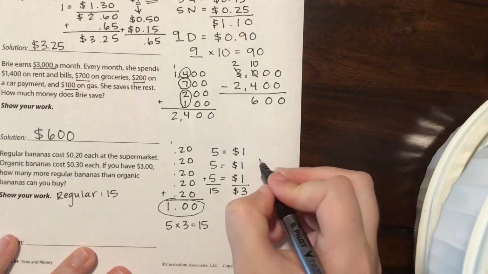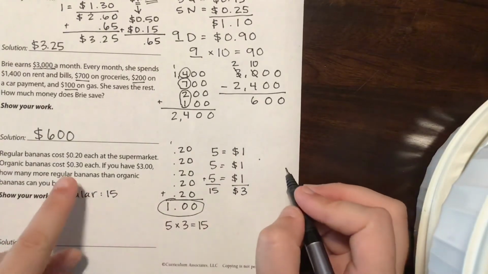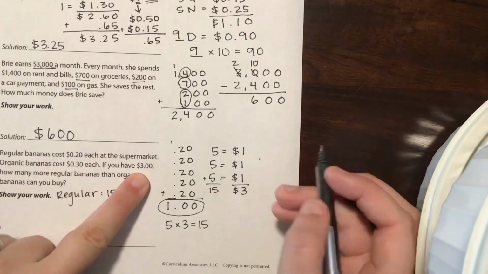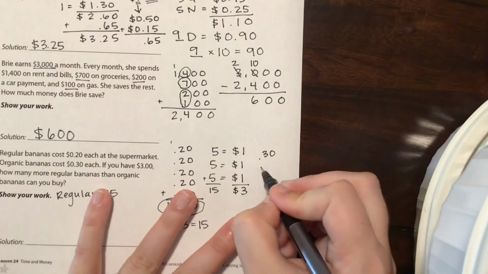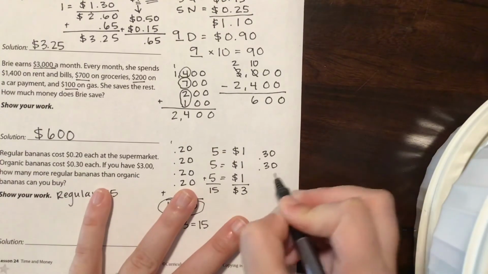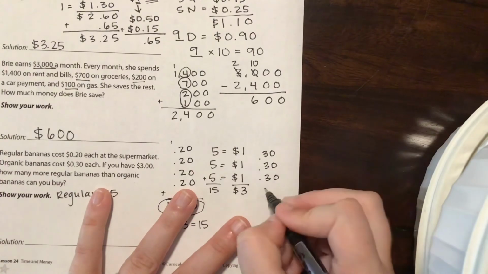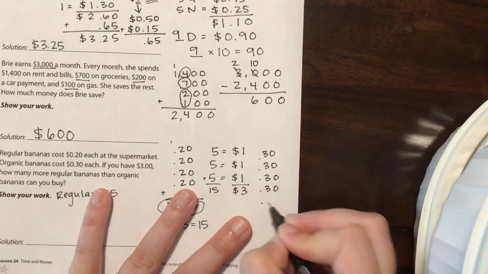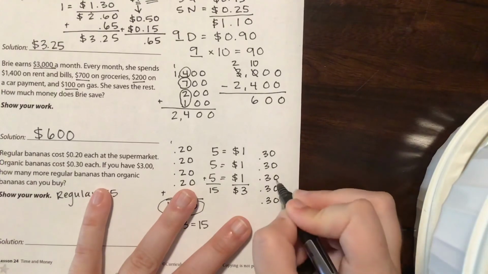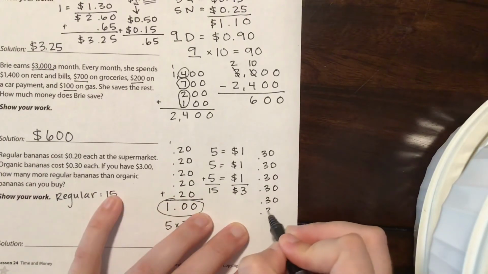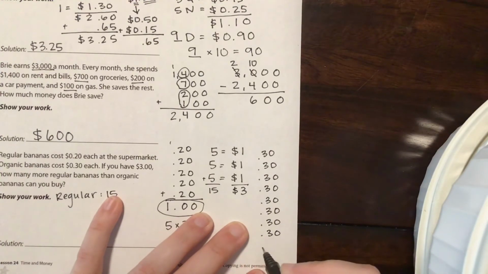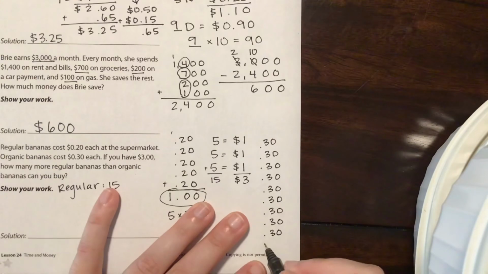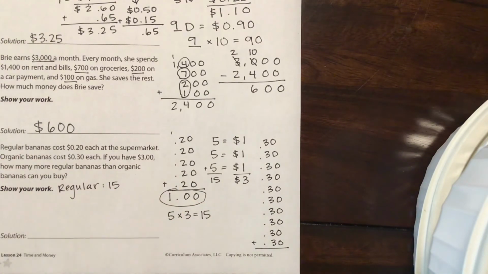Now let's just think about 30 cents and $3. If we were to have 30 cents 10 times, let's add that up and see what that would equal. Okay, I know it's long, but I think it'll be a little bit faster.